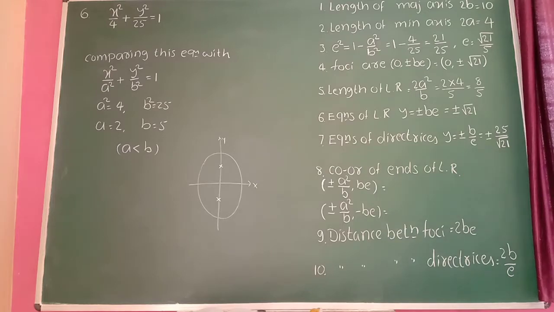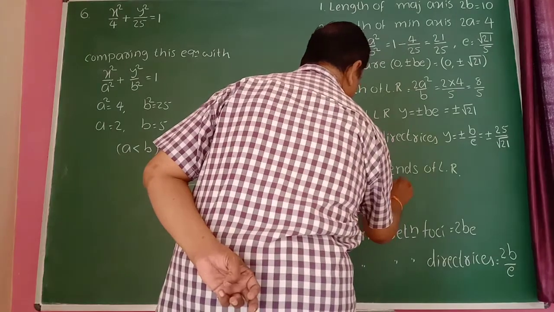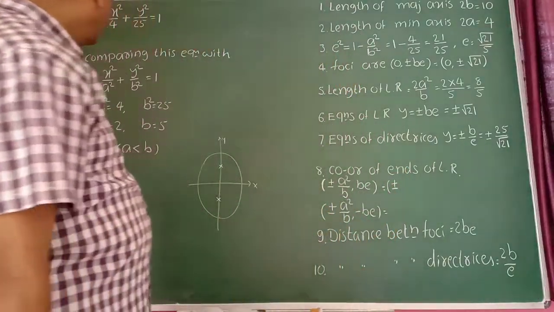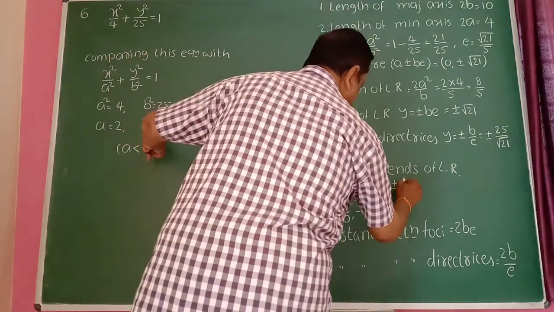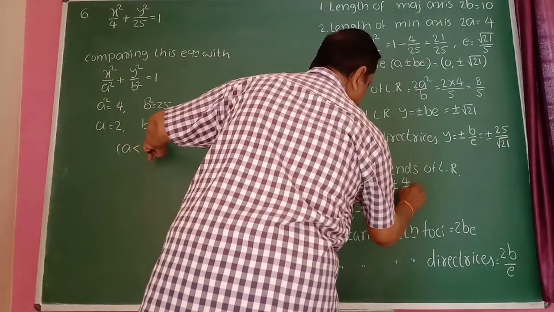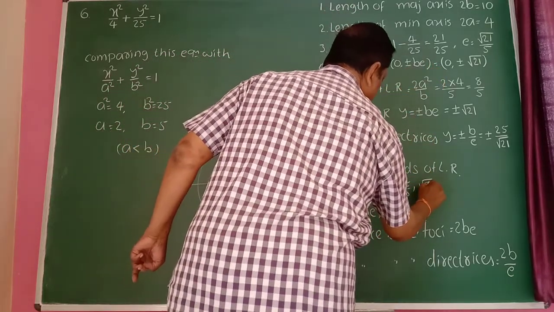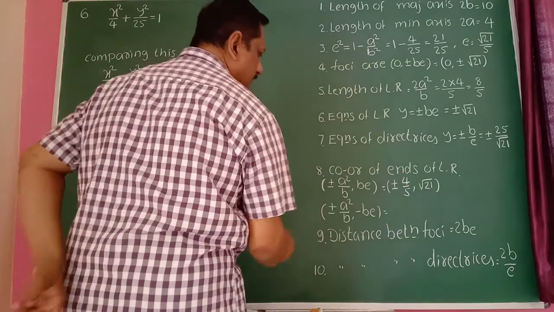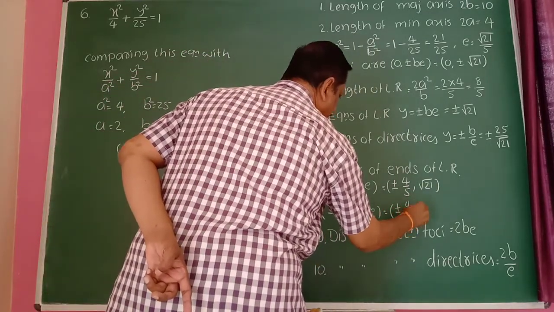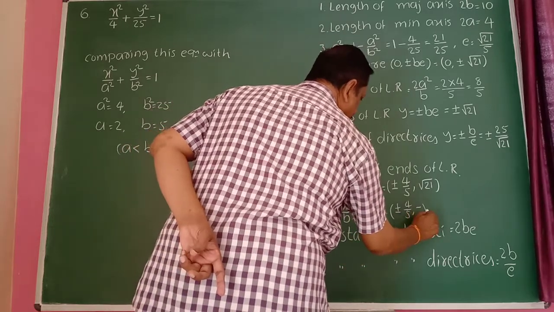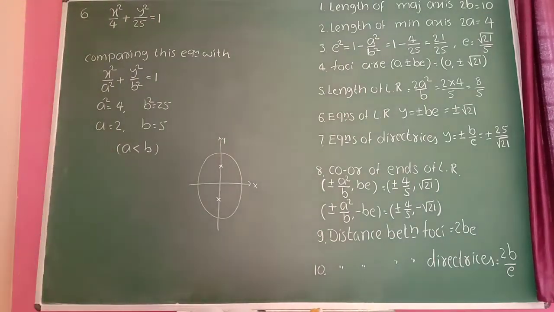Coordinates of ends of latus recta: 4 points are there. So plus or minus a square by b, a square is 4, b value 5. So plus or minus 4 divided by 5, and b into e value is root of 21. So plus or minus 4 divided by 5 and plus or minus root of 21.